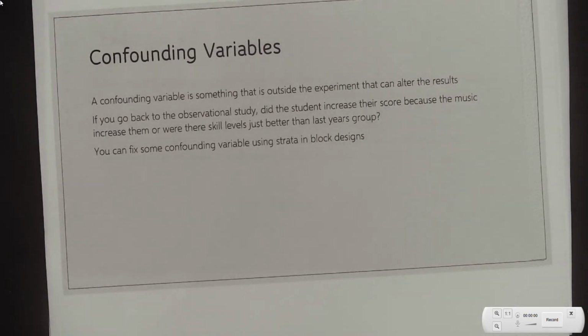So why is it important to do all these confounding variables? A confounding variable is something that is outside the experiment that can alter the result. So if you do proper experimental design, it kind of eliminates these confounding variables. If you go back to the observational study, did the students increase their score because the music increased them, or were the skill levels just better than last year's group? If you have to ask that question, that makes it a confounding variable. So that's something to keep in mind. You want to get rid of all of those possible confounding variables.